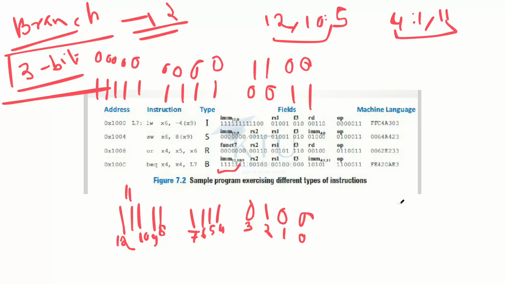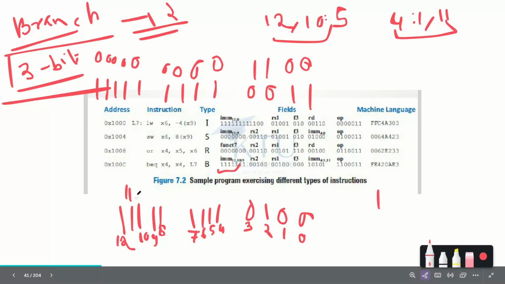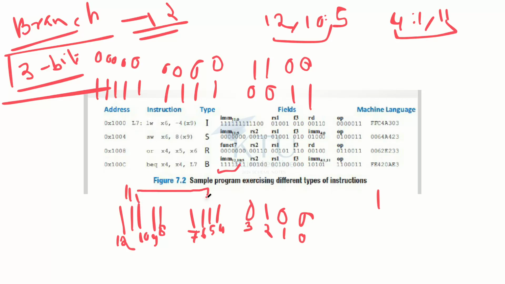First I will write the 12th bit, that is 1. Then I have to write from 10 to 5, that is this. So I will write 10 to 5, that would be 1 1 1 1 1 1. So this would be my 7 bits, that I will write here.